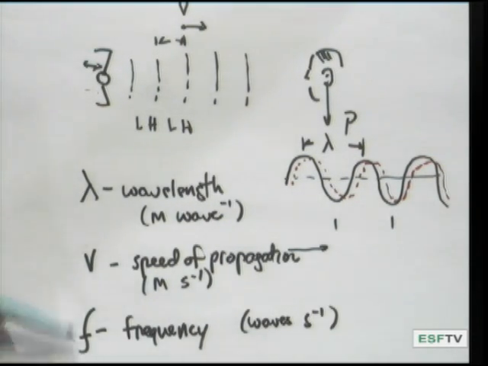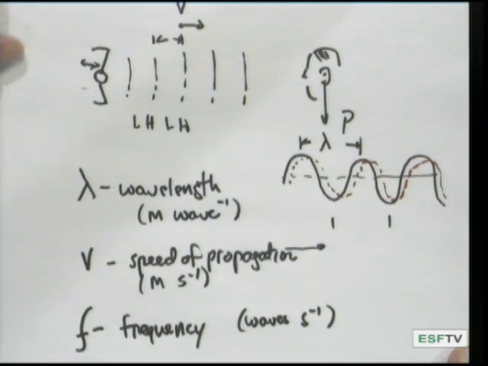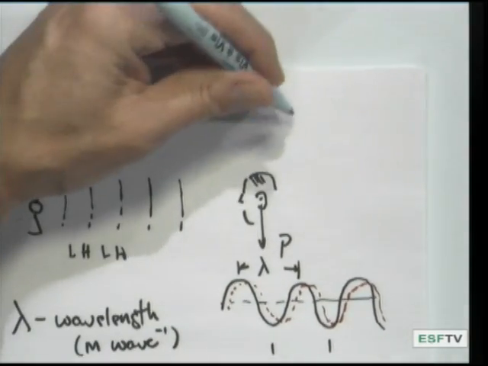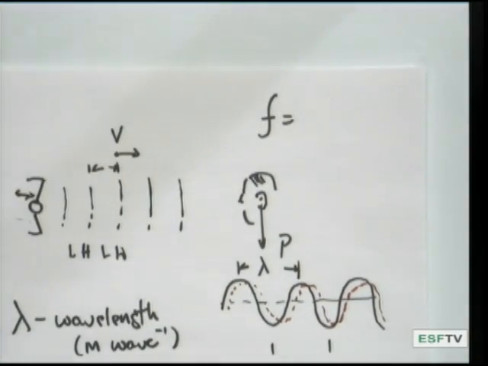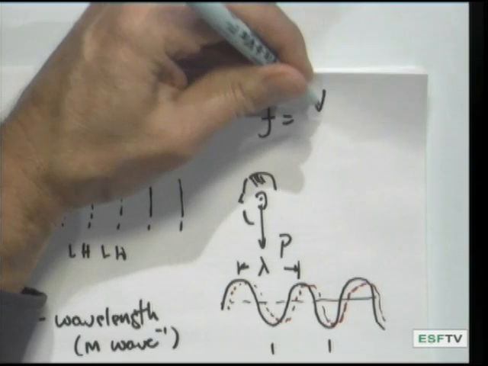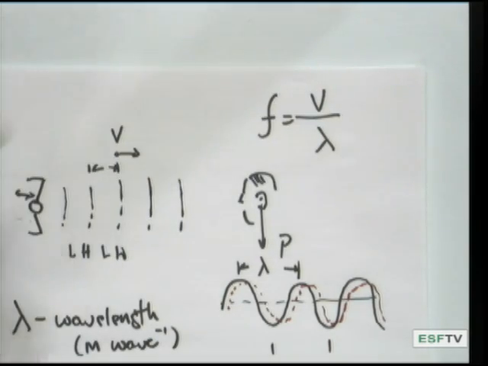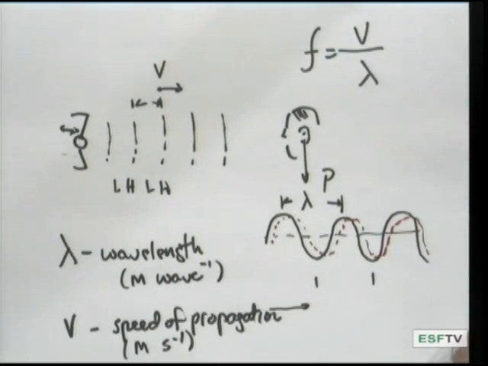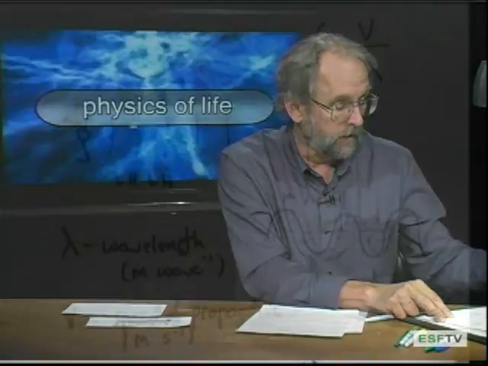Now, these three quantities are related by a fundamental formula, and that fundamental formula is very easy to understand. The frequency is equal to the speed over the wavelength. And if you work out the units of frequency, speed, and wavelength, you'll see that these two are related to one another.